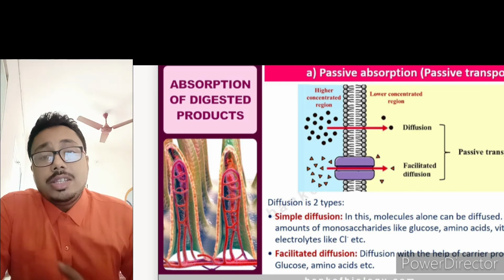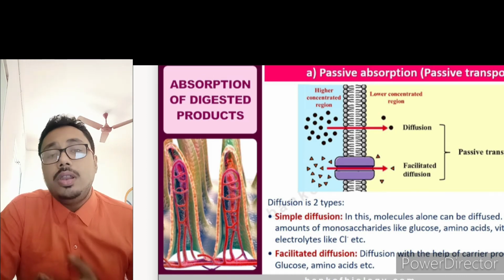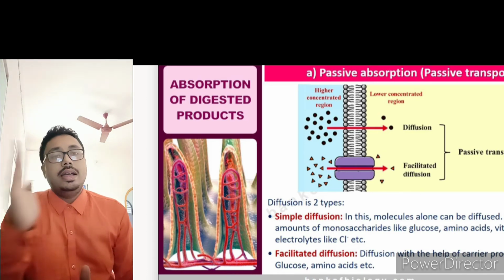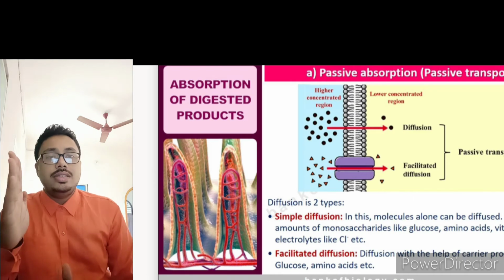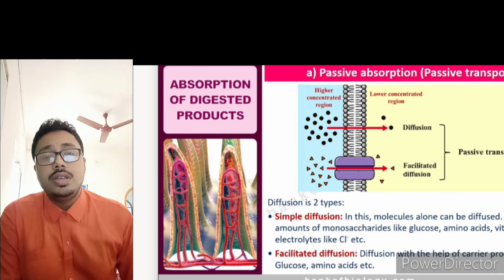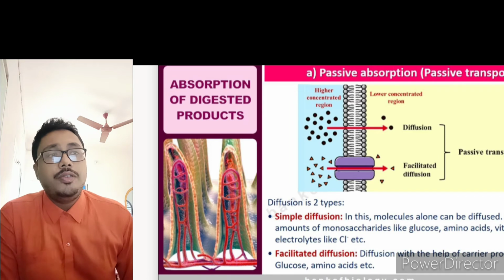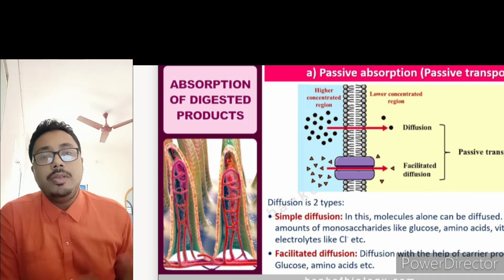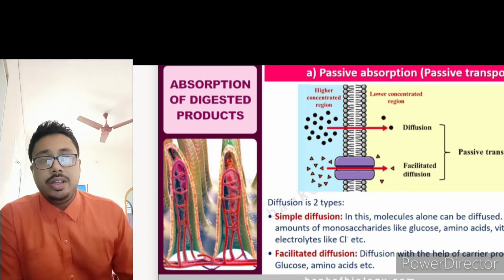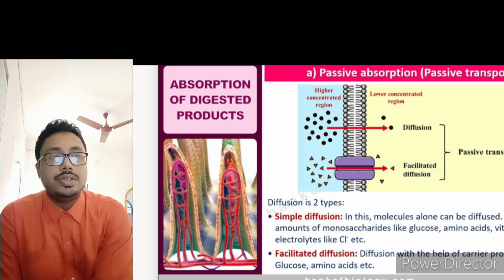See, what is passive absorption? The absorption of the nutrients from a higher concentration region to a lower concentration region. That means there is a membrane, and on one side there is a higher concentration and on the other side a lower concentration. Normally diffusion or osmosis occurs from higher to lower concentration without the requirement of any energy. It is a normal flow from higher to lower concentration. So there is no expenditure of energy, and the molecules flow from higher concentration to lower concentration.